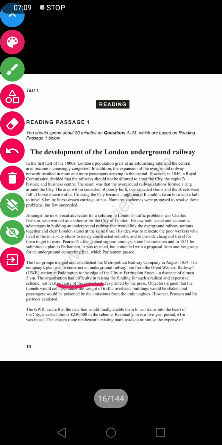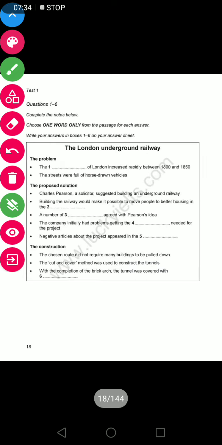So our location starts from that. The organization had difficulty in raising the funding. Here, students, we can get funding, and we can check that before funding there is the article the, and also there is the article the before the blank. So it means our answer is funding. The is already mentioned there, so we have to write only funding.